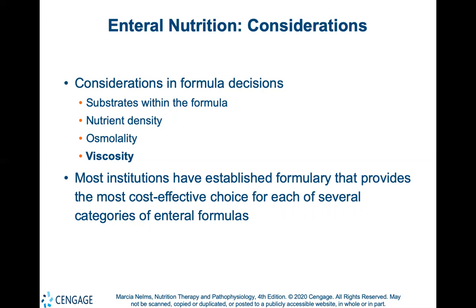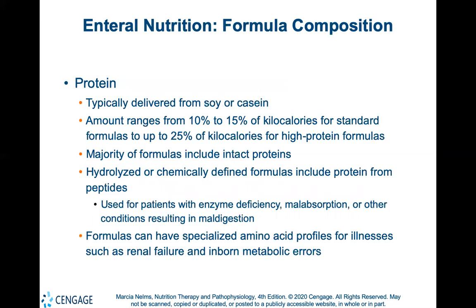Considerations for formula choice include the substrate within the formula, nutrient density, osmolality, and viscosity. Most institutions have an established formulary that provides the most cost-effective choice for each of several categories of enteral formulas. The protein component of enteral formulas is typically derived from soy or casein. The amount of protein ranges from approximately 10 to 15% of kilocalories for standard formulas to up to 25% of kilocalories for high protein formulas.